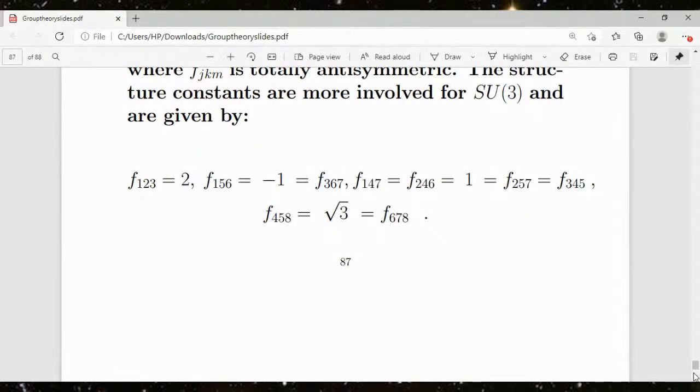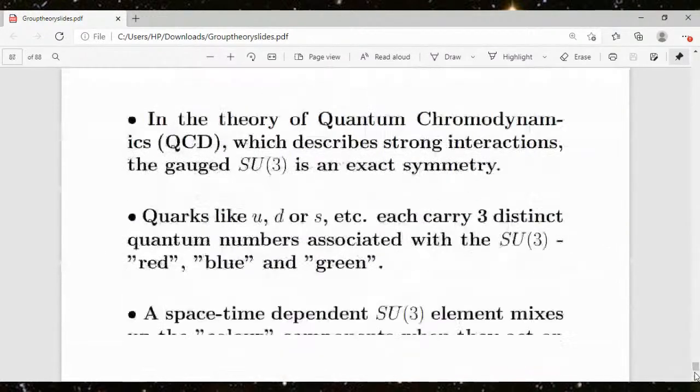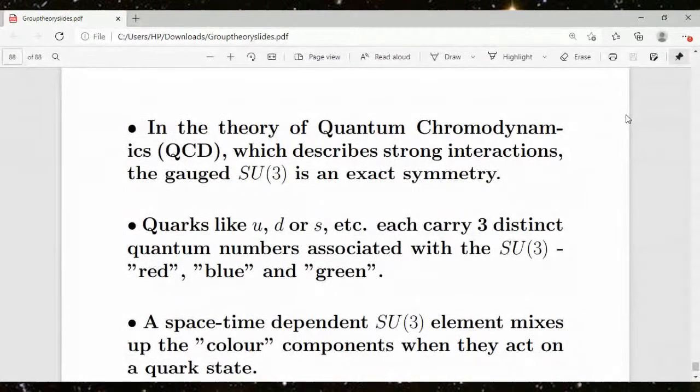So, of course, the SU3 group is somewhat more involved than the SU2 group, just like the SU2 group was more involved than the U1 group. The U1 group was the simplest Lie group, which was an abelian group. SU2 is a non-abelian Lie group, and SU3 is also a non-abelian Lie group because the generators of the SU3 group, as we saw, do not commute.